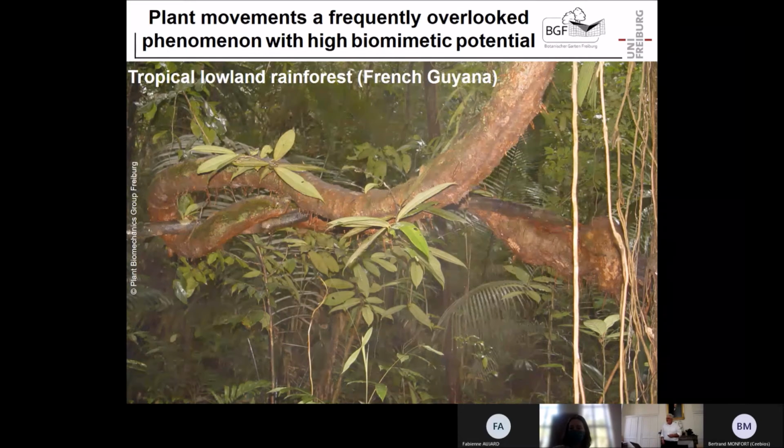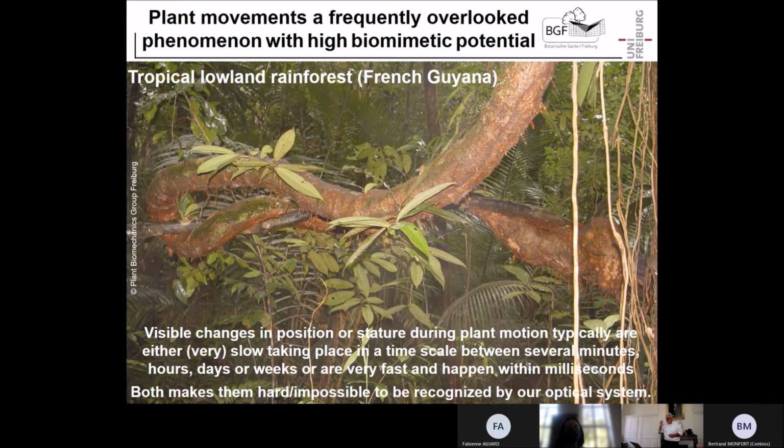And the reason is, here you see a photo of tropical rainforest in French Guiana, where I work a lot, and it looks already relatively dynamic. But the reason is that the visible changes in positional stature during plant motion typically are either very slow, like growth processes, they take place in the time scale of hours, days, weeks, or even months, or they are very fast, like in carnivorous plants, where we worked a lot, in milliseconds, and both makes it hard, if not impossible, to recognize by our optical system.